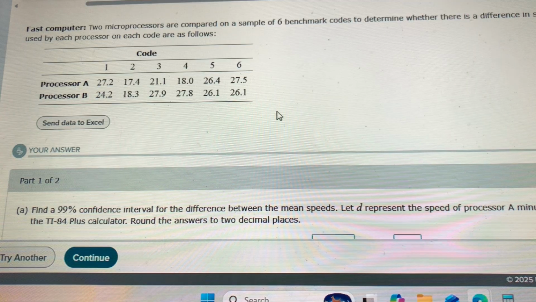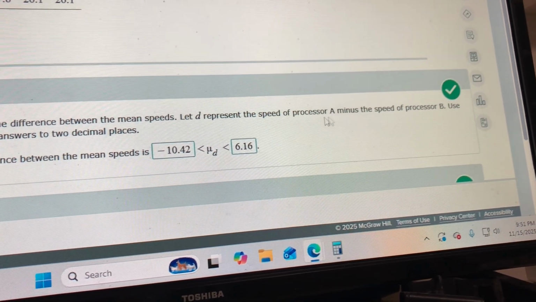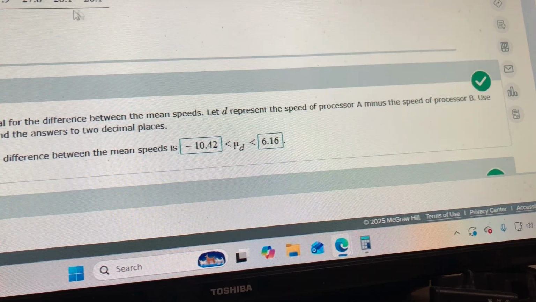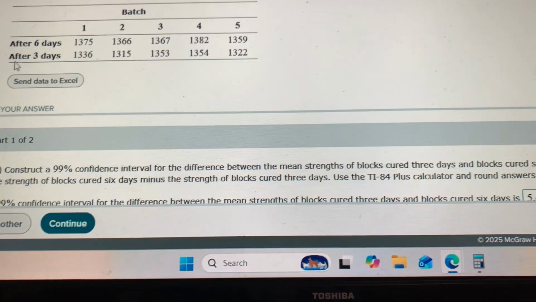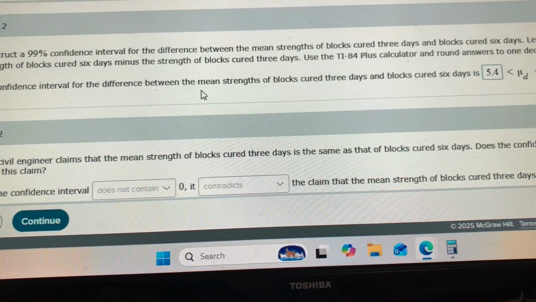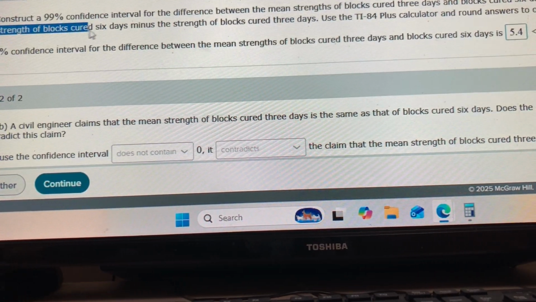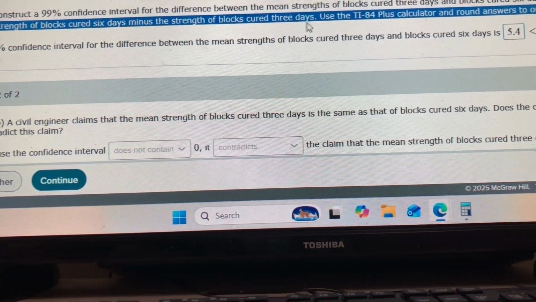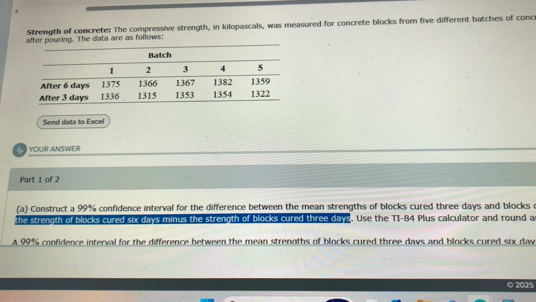Let me see how these ones were worded. We had processor A, processor B, but see how this one stays the same. Let D represent the speed of processor A minus the speed of processor B. So usually it's in the order that the data is given to you. But I guess if you're not paying attention like I wasn't, you can get tricked by that. Here, the second problem was after 6 days and after 3 days. And let D represent the strength of 6 days minus 3 days. So the first two problems here were done in the order the data was given, but 14 tricked me.